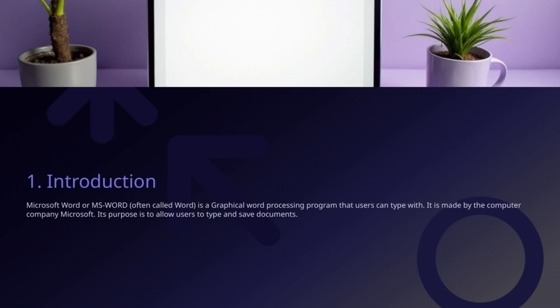Today, I want to introduce you to Microsoft Word, or MS Word, as it's often called. It's a graphical word processing program, which means it provides a visual interface that makes creating and editing text documents straightforward and intuitive. When I say graphical, I mean you can see and manipulate your document on the screen with menus, icons, and formatting options that make the process user-friendly.